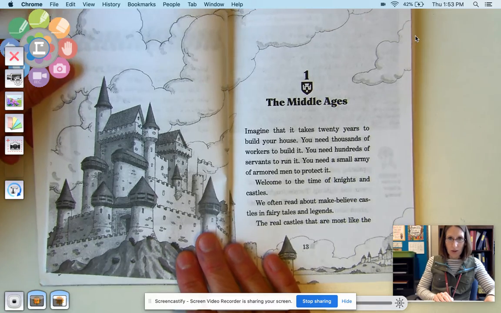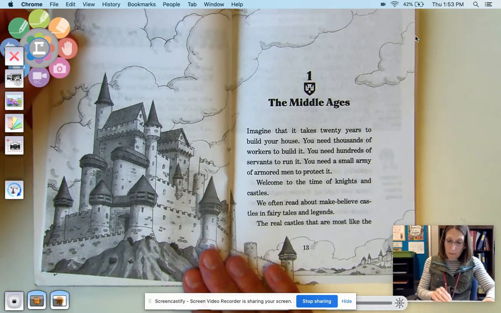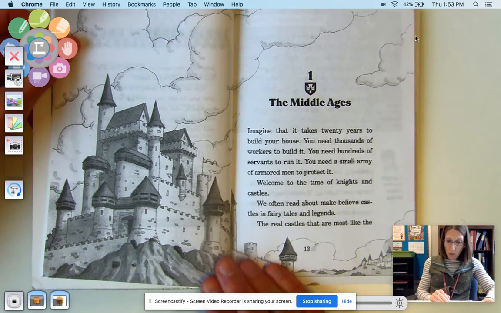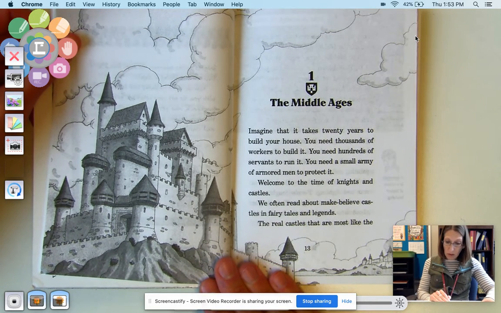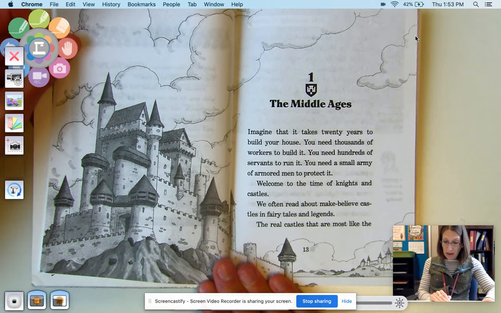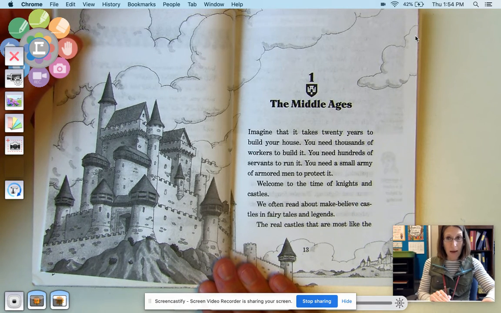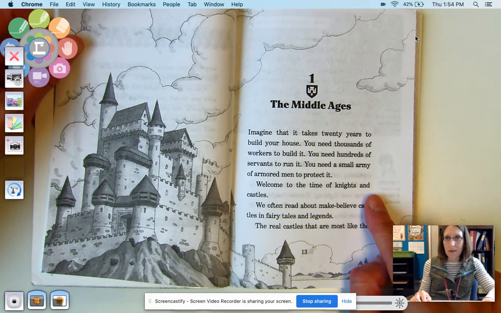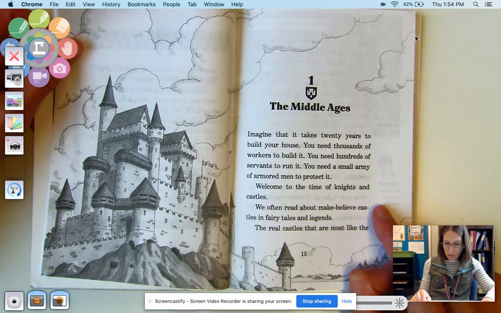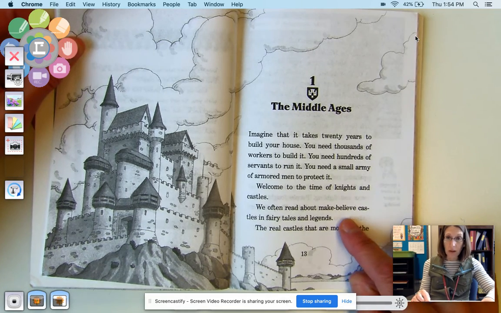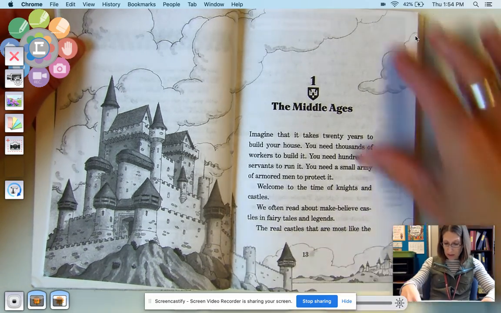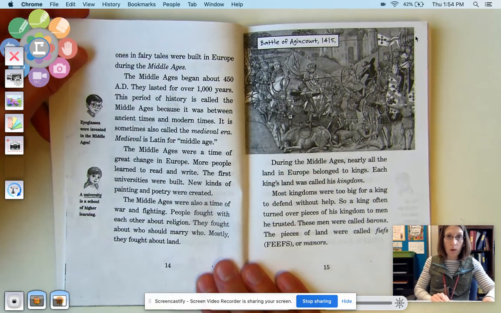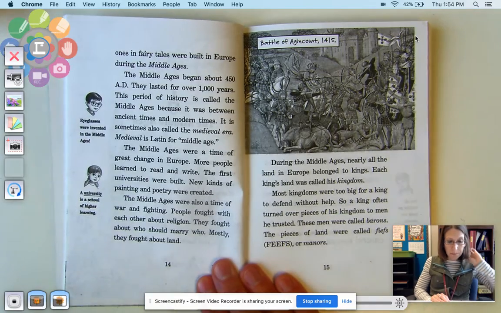So, the Middle Ages. Imagine that it takes 20 years to build your house. You need thousands of workers to build it. You need hundreds of servants to run it. You need a small army of armored men to protect it. Welcome to the time of knights and castles. We often read about make-believe castles in fairy tales and legends. The real castles that are most like the ones in fairy tales were built in Europe during the Middle Ages.